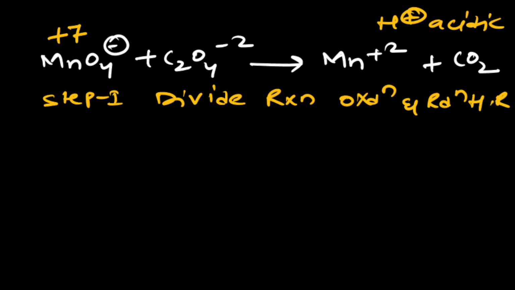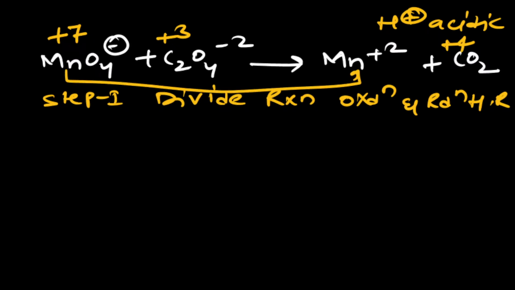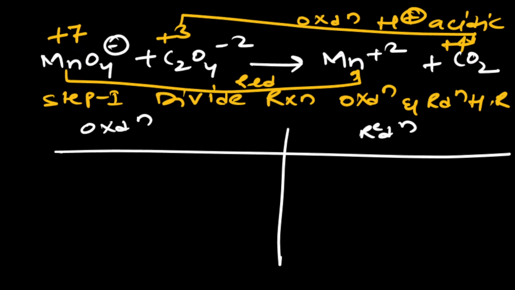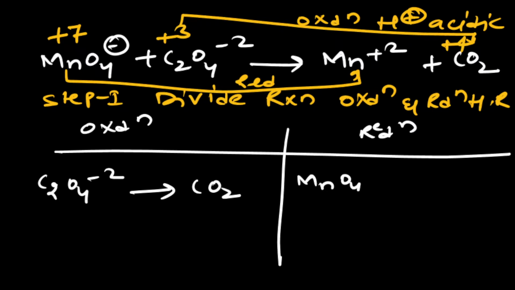By the oxidation numbers. Now here it is plus 3, here it is plus 4. Plus 7 to plus 2 is reduction. Plus 3 to plus 4 is oxidation. Right? Now this is the first one, oxidation. Now here it is a reduction. Done. Now oxidation: C2O4 minus 2 gives rise to CO2. Now here MnO4 minus gives rise to Mn plus 2. Done. This is the first one.